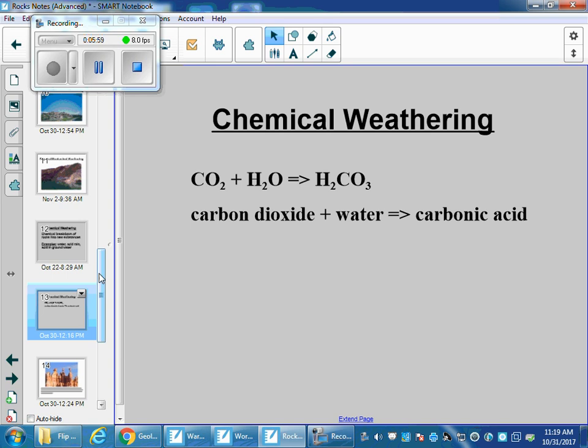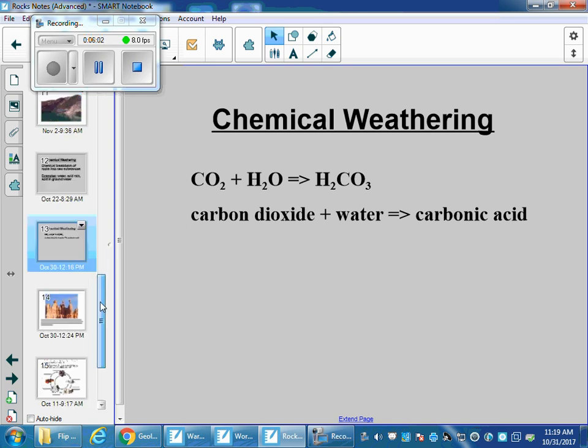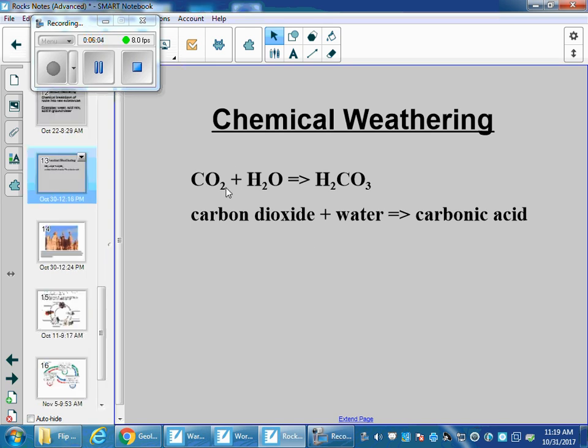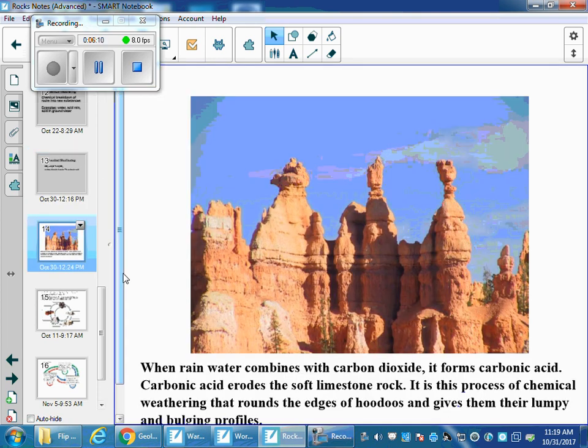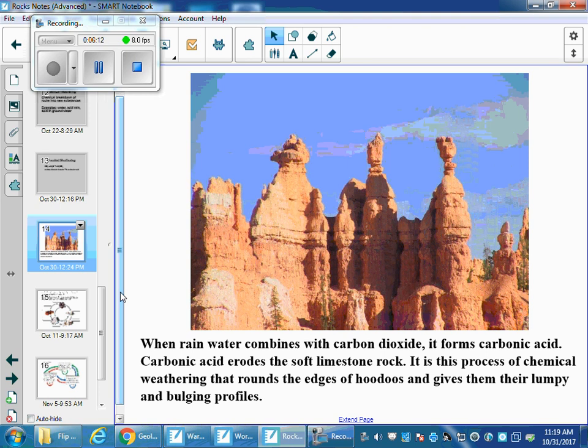So one example is when you have carbon dioxide in the air and it gets with water, we create what's called carbonic acid, and carbonic acid can break down rocks. Okay. This picture here is hoodoos. These are called hoodoos, and it's a type of limestone rock that's shown here, and they're being eroded with carbonic acid that creates all these rough and bumpy edges here.